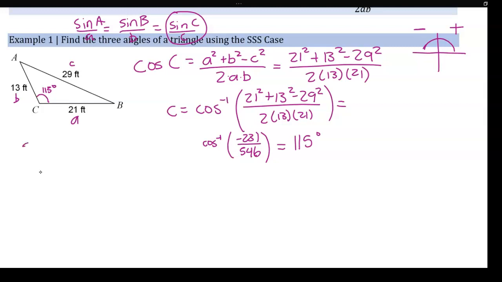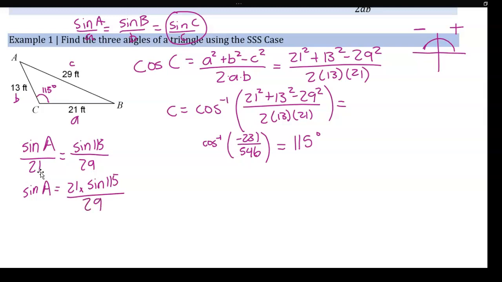So we would have the sine of angle A divided by side A, which is 21, equals the sine of angle C, which is 115, divided by side C, which is 29. And so we get sine A equals 21 times the sine of 115 divided by 29. And so A equals sine inverse of 21 times the sine of 115 divided by 29.